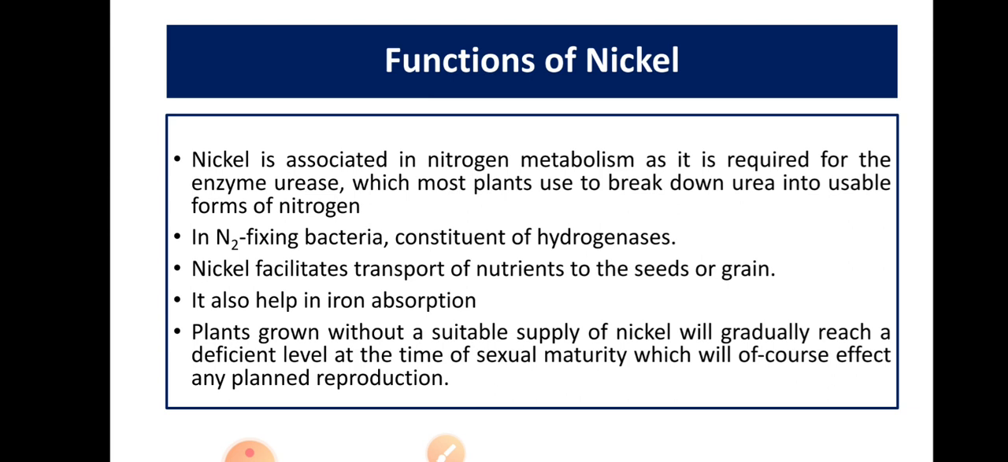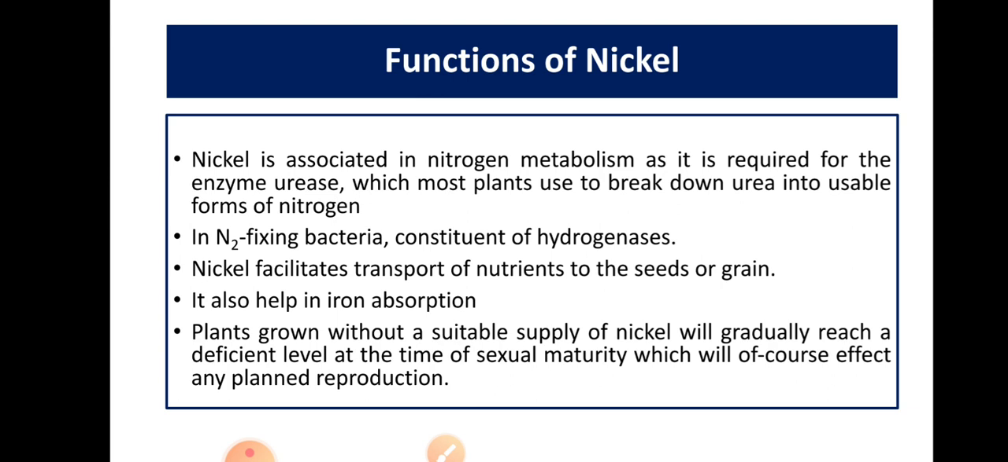Next is nickel. The function of nickel is associated in nitrogen metabolism as it is required for the enzyme urease, which most plants use to break down urea into usable form of nitrogen. In nitrogen fixing bacteria, nickel is a constituent of hydrogenase. Nickel facilitates transport of nutrient to the seed or grain. It also helps in iron absorption.